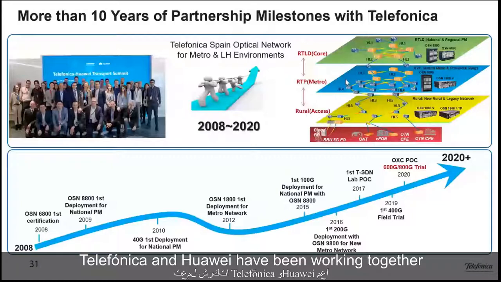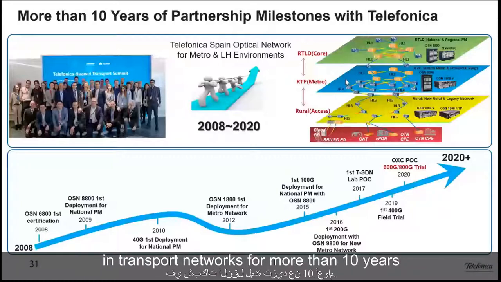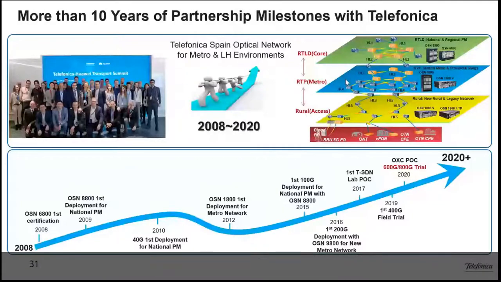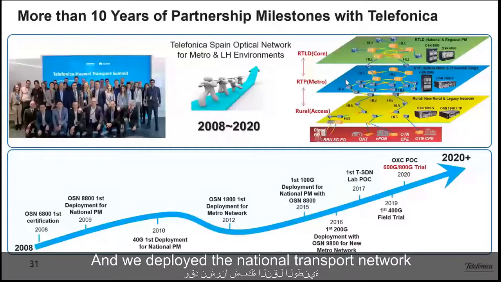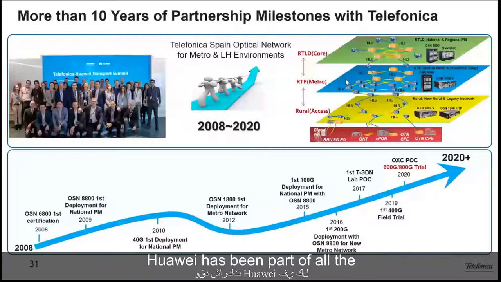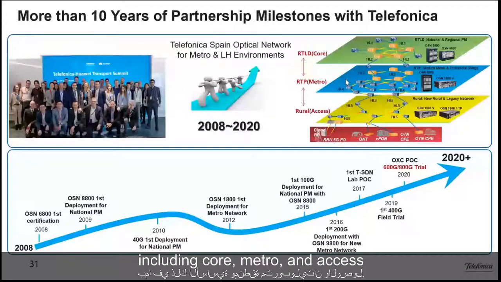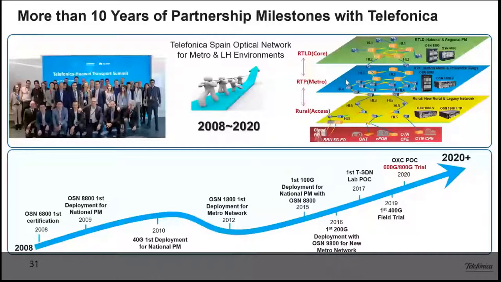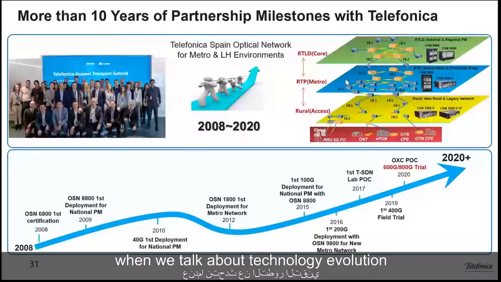Telefónica and Huawei have been working together in transport networks for more than 12 years. We deployed the National Transport Network, becoming one of the first ASON networks in the world. And since then, Huawei has been part of all the Telefónica transport network layers, including core, metro, and access. 12 years is a very long time when we talk about technology evolution.